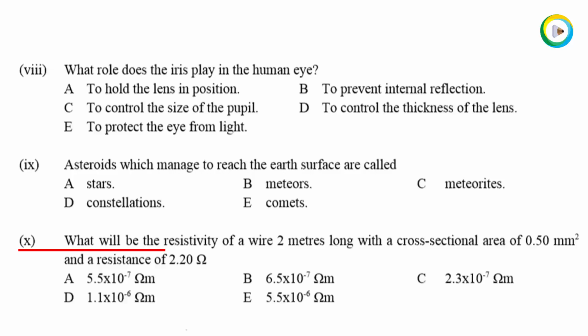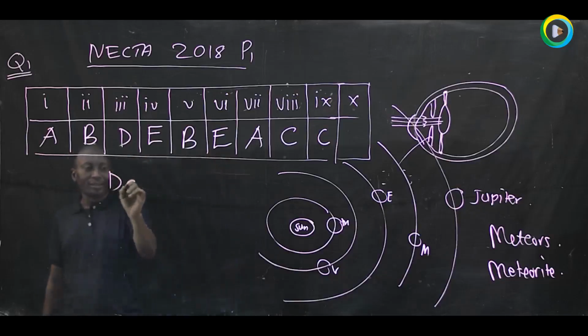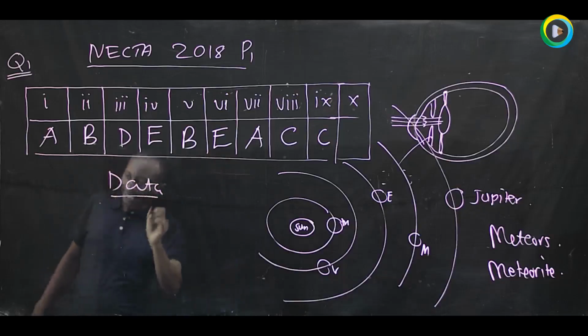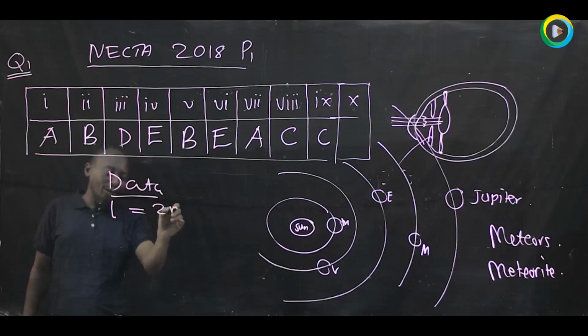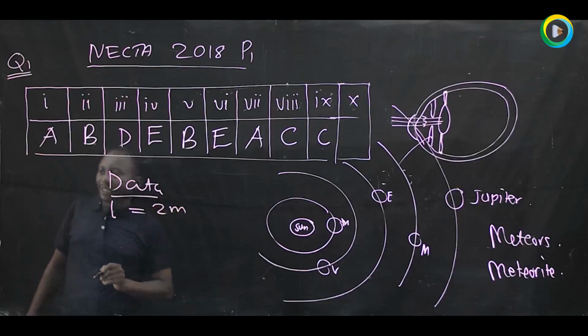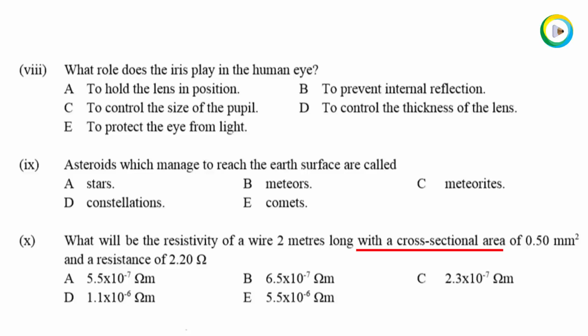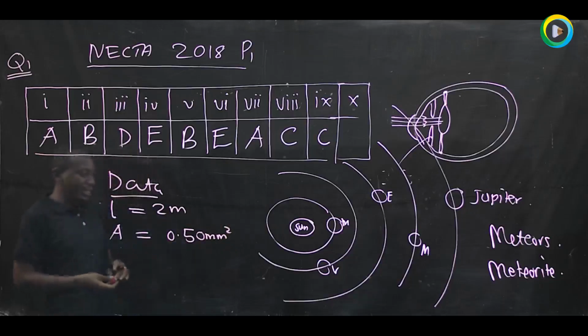We continue. Question 10. Okay, we have data here. In our data, what will be the resistivity of a wire 2 meters long? The length of the wire is 2 meters with the cross-section area 0.50 square millimeters.